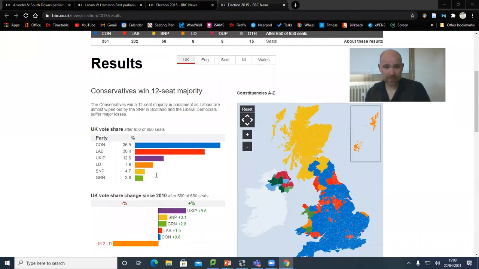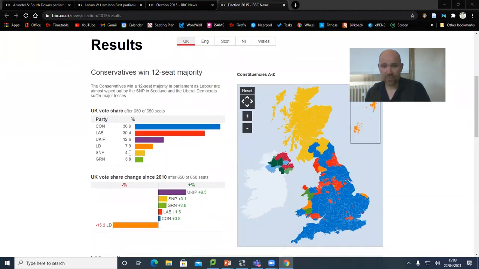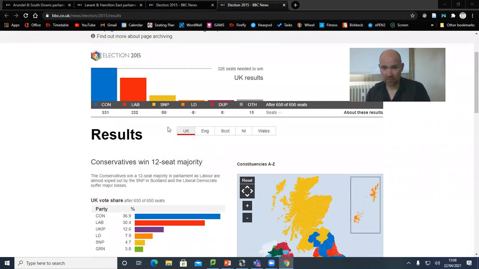Now look at this. The SNP gets 4.7% of the vote, and the Liberal Democrats get 7.9% of the vote, and UKIP, who are doing very well in 2015, get 12.6%. Now this is percentage of the vote, not percentage of the seats. Percentage of the vote, 12%, 7%, and 4%. But now look at the results.